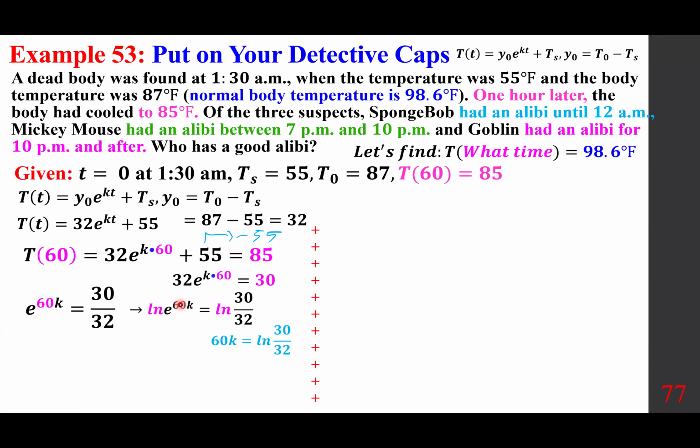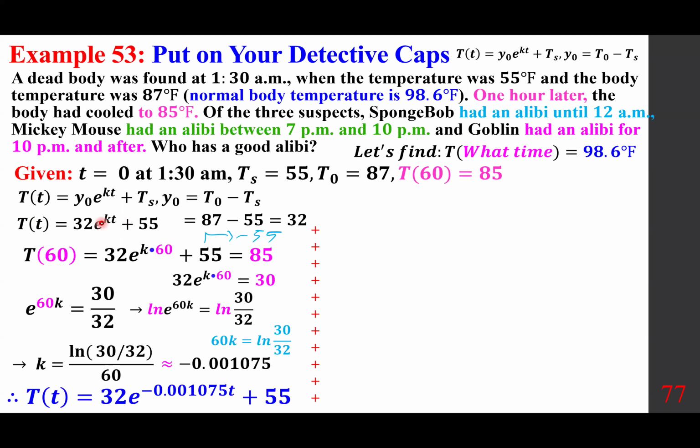And when we do so, the left side becomes the exponent and exponent only, 60k. So what is k? ln of 30 over 32 divided by 60. Again, notice we know it's 15 over 16. I just want to show you where the numbers are coming from. Put it into a calculator, bunch of decimals, results in negative 0.001075. So now we go back to the formula that we had here, and we replace the k. So T of t must be 32 e to the power of negative 0.001075 t plus 55. Now we are in business.